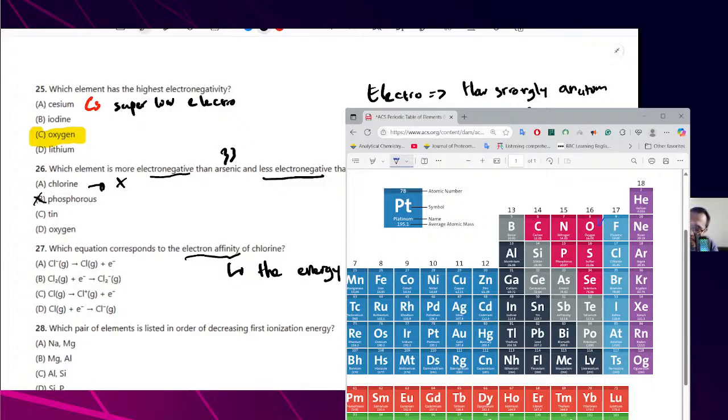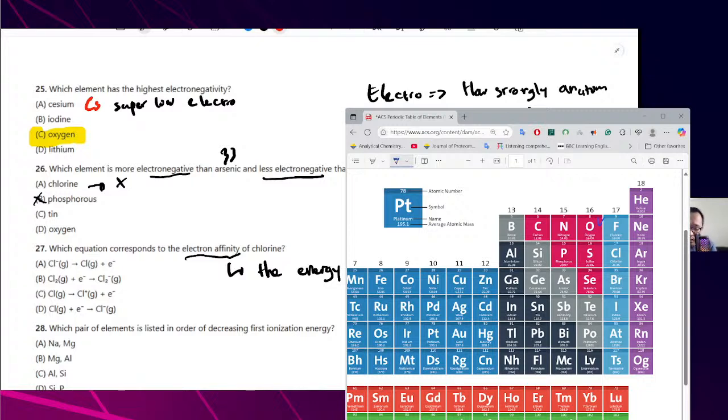Okay, so again, over here, this is the key: gain an electron. Electron affinity is kind of like the opposite of ionization energy, because ionization is the energy needed to remove one electron, but electron affinity is the energy when an atom gains an electron. So it should be gaining, not removing.